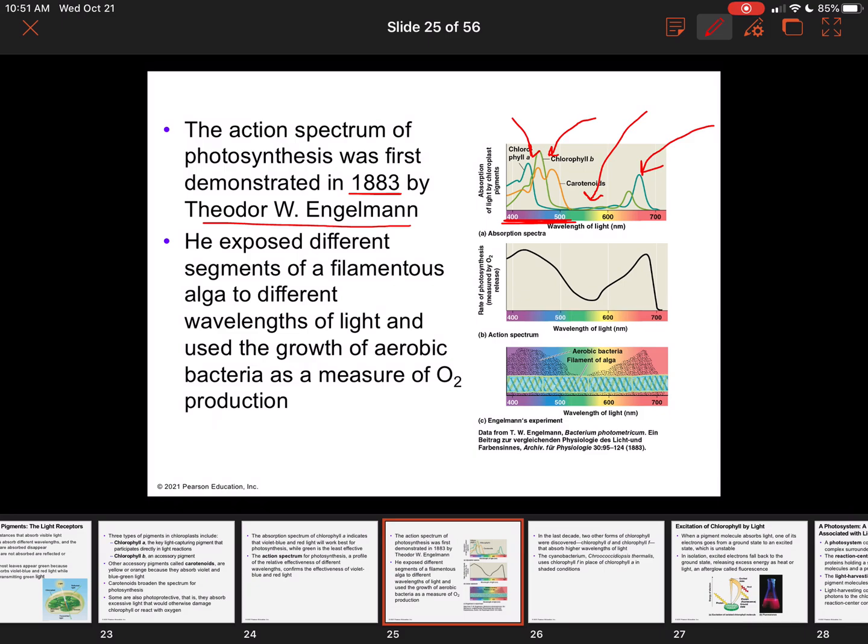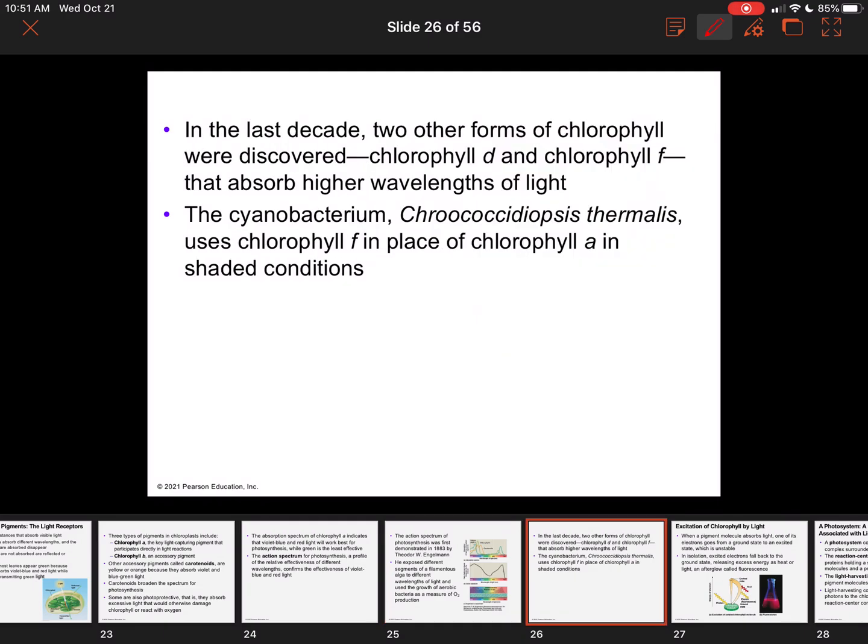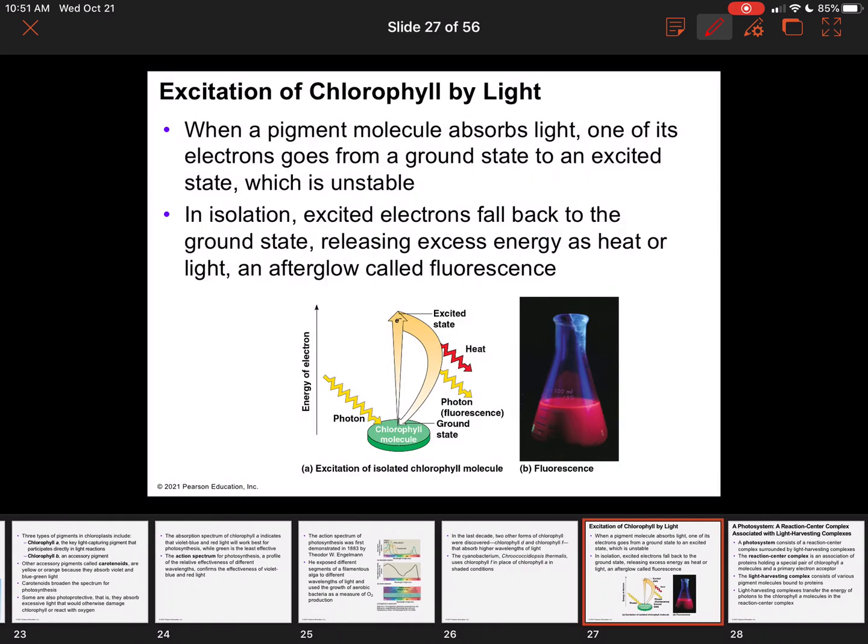And so the rate of photosynthesis here in the middle declined when those pigments are exposed to the green wavelengths of light. It says in the last decade, so here recently, we've also discovered some other forms of chlorophyll, chlorophyll D and chlorophyll F, and they can absorb light at even higher wavelengths. And so certain bacteria, cyanobacteria, are able to do this. The chlorophyll is activated by light excitation.